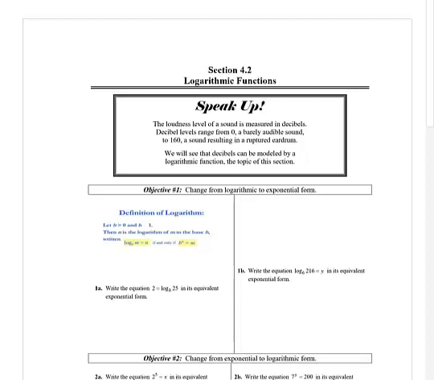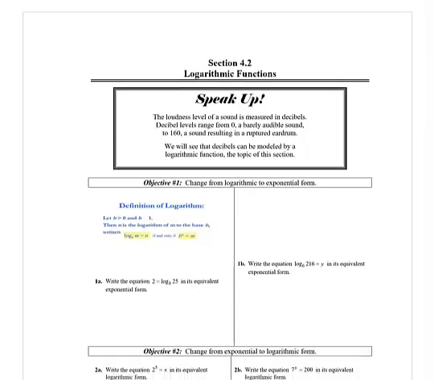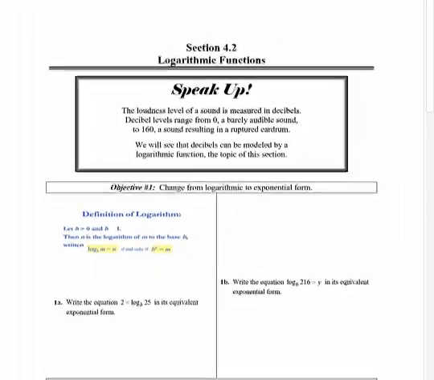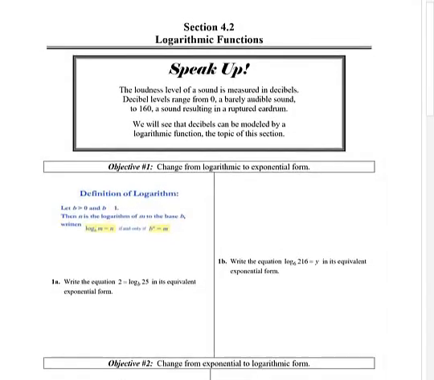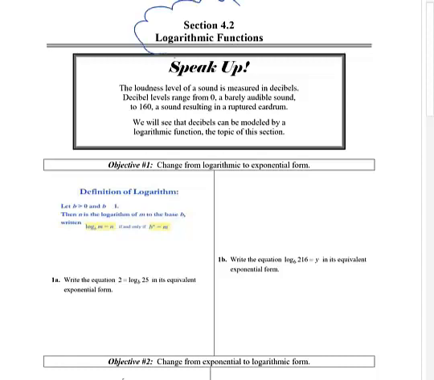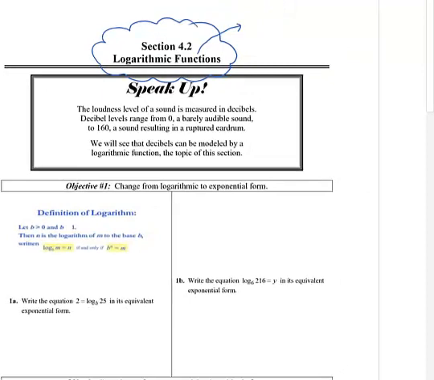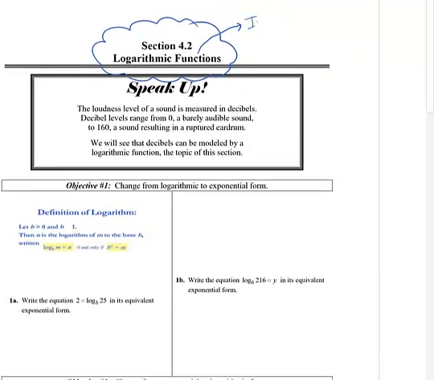Here is the promised topic that we've been talking about in the previous section. Logarithmic functions, this is section 4.2. Just something to keep in mind, which we'll point out later, but this is the idea. They're inverses of exponential functions.